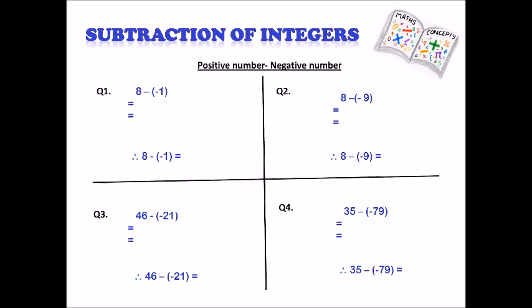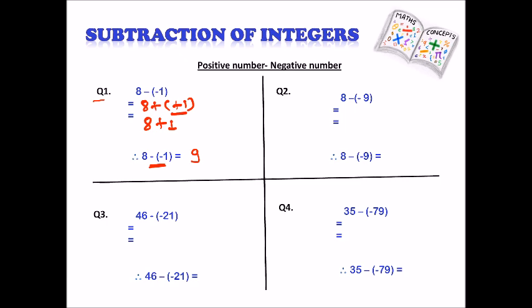Now let's solve first example, 8 minus minus 1. To convert this to addition problem, this becomes 8 plus plus 1, because when we are subtracting a negative integer we are actually adding a positive integer. Okay, 8 plus plus 1, this is same as 8 plus 1, and answer is 9. 8 minus minus 1 gives answer as 9. So remember, this minus minus becomes plus. This is pretty simple trick to remember.